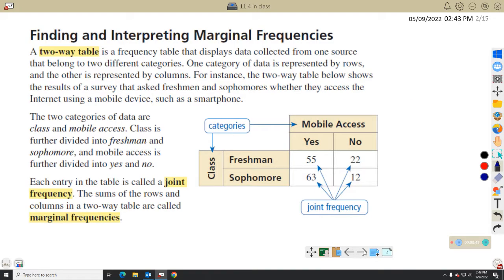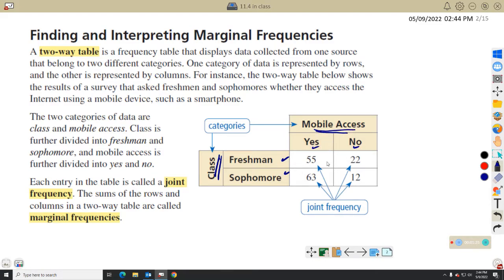All right. So the first thing, this is a two-way data table. It's a frequency table. You collect data, and it can be split into two different categories. For example, in this data table, they asked a bunch of students whether or not they had a mobile plan for their phone, I suppose, and the people they talked to could be divided into their class, freshman or sophomore. This is one category. The second category was whether or not they had mobile access, and that splits into yes and no.